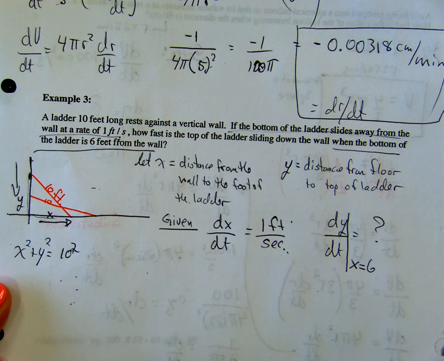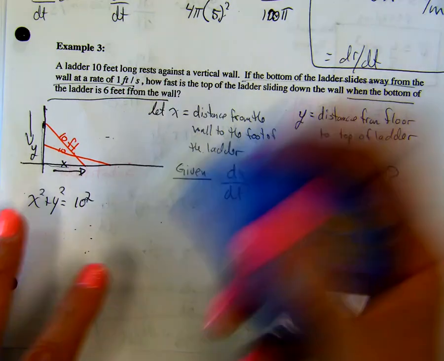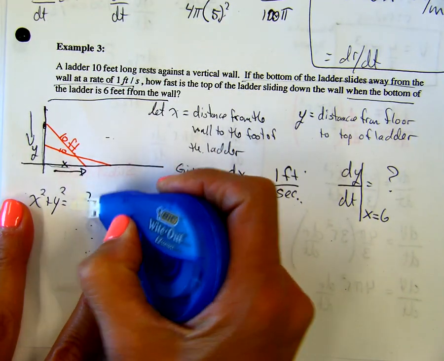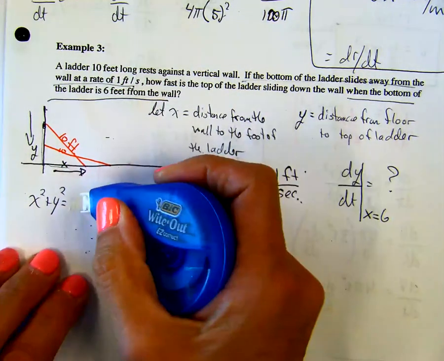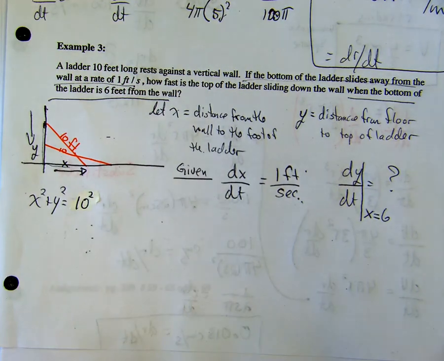Okay, this is a little different setup than the last question, the 2 questions we looked at. So we're going to look at then differentiating with respect to time. Differentiating both sides of the equation with respect to time. So go ahead and do that. Take the derivative of x squared plus y squared implicitly with respect to time. Give it a try.